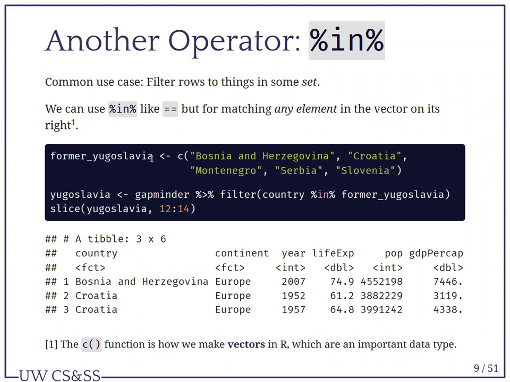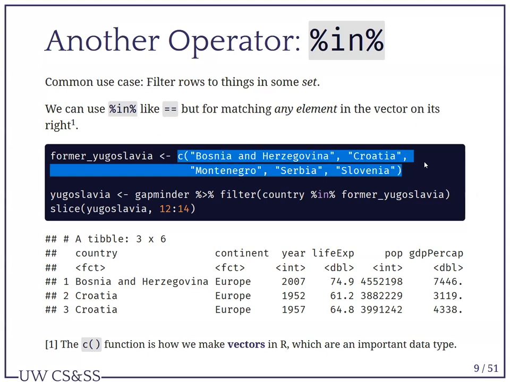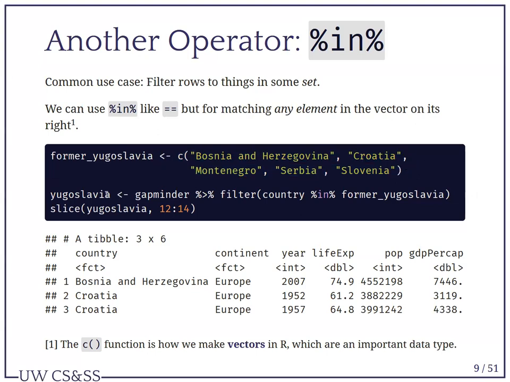So here we can make a vector. We'll call it former Yugoslavia, and we'll assign it countries that are in former Yugoslavia. And then we can assign to the Yugoslavia object the gapminder data, and then filter country %in% our former Yugoslavia vector. And we can now look using the slice function that the only things that are in our country column are things from our former Yugoslavia vector, but it can match multiple countries and values rather than just one at a time.